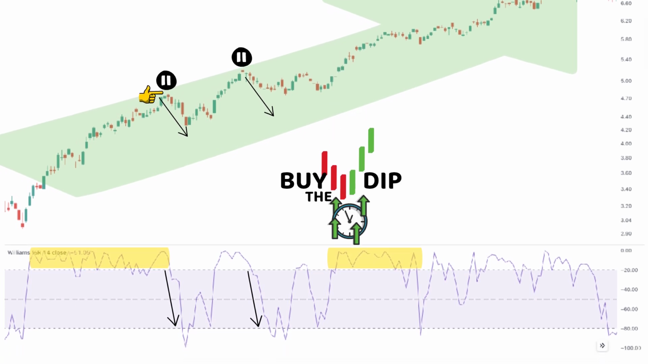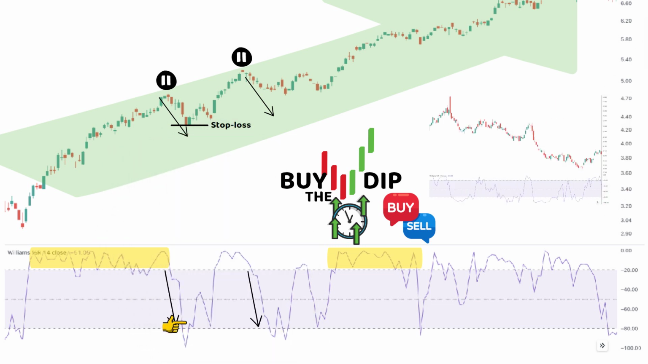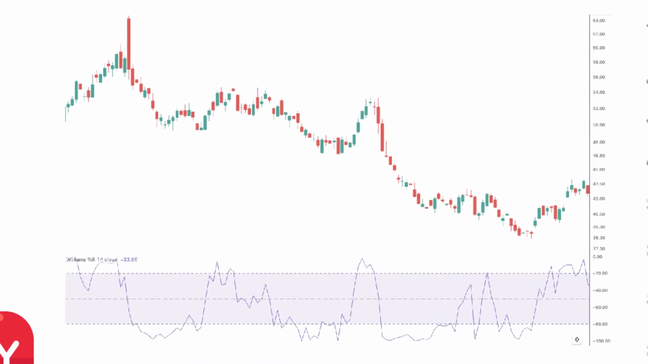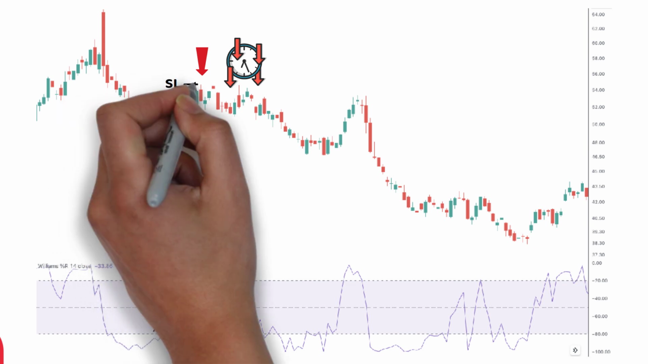The ideal time to enter a trade is when the indicator moves from below the oversold mark of -80 to above it, with a stop loss at the recent low price. Similarly, in downtrending markets, the indicator will shift from oversold to overbought levels during relief rallies, presenting a sell-on-rise opportunity. The best time to short is when the indicator moves from above the overbought level of -20 to below it, with a stop loss at the recent high price.